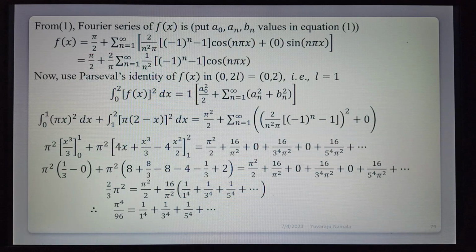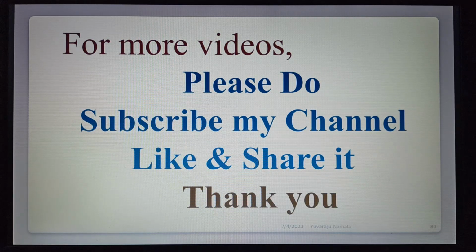Okay, is that clear? Yes, this is Parseval's identity for Fourier series expansion.